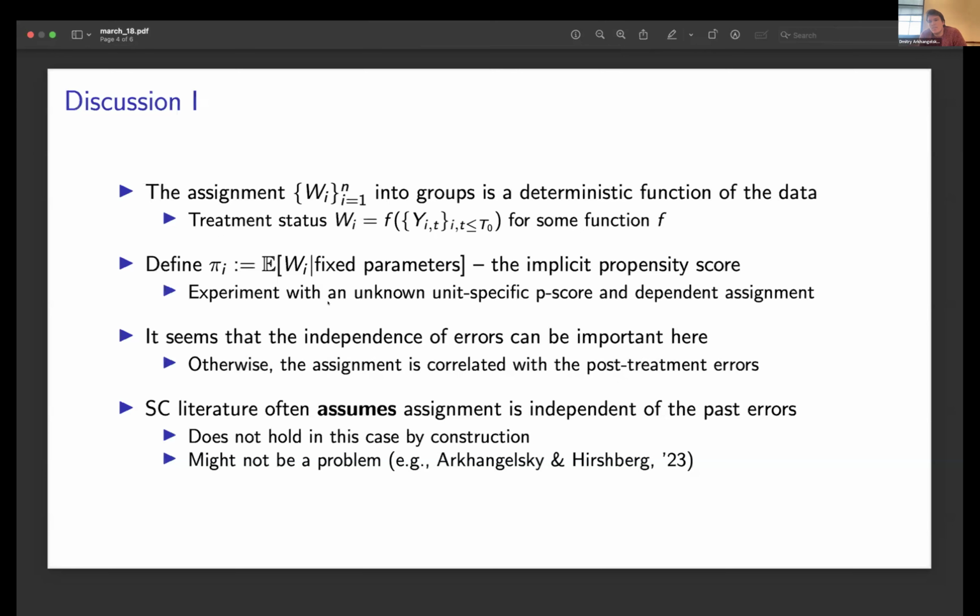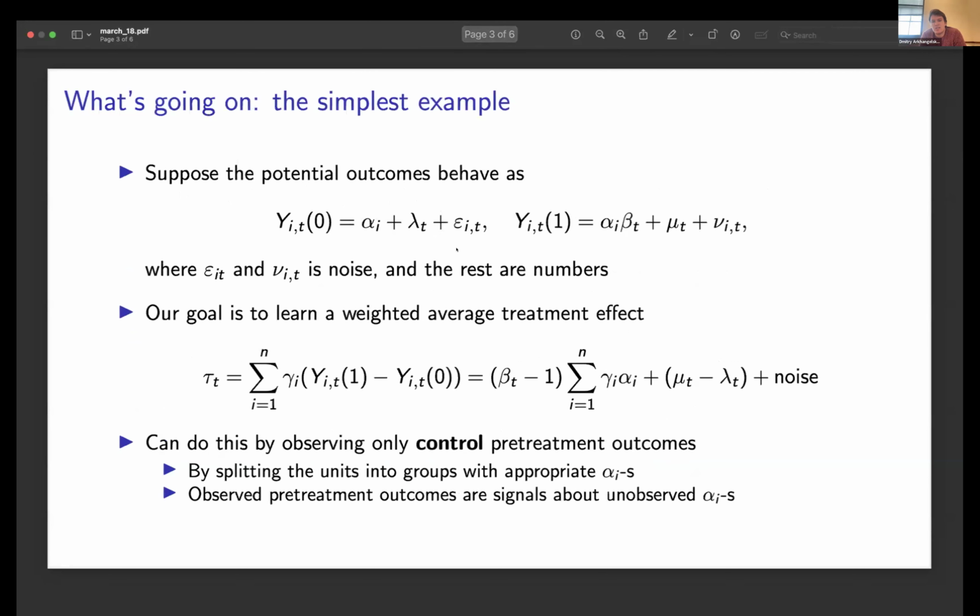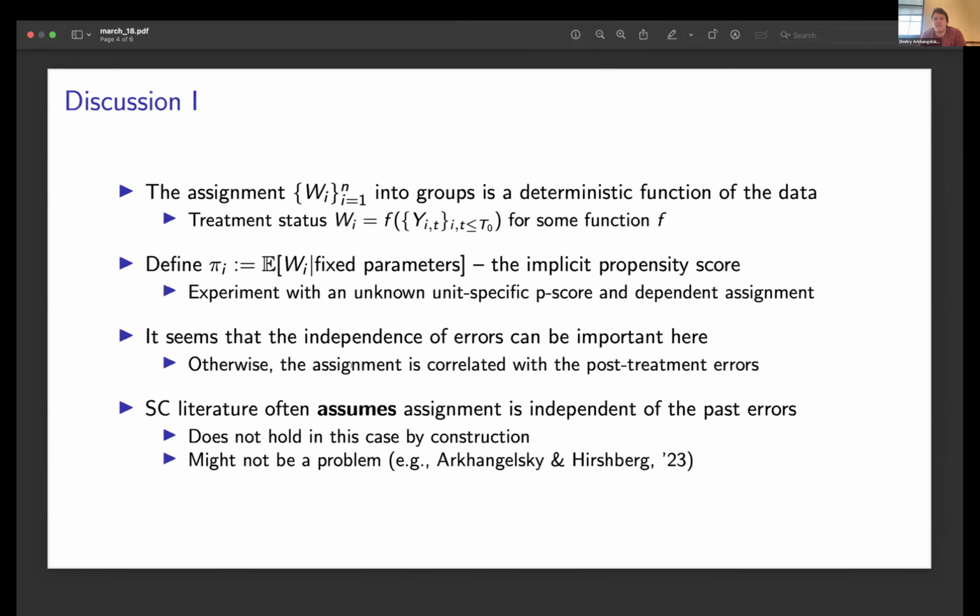And so once we start thinking about it that way, it feels to me, although I'm not sure, that the assumption that drives some of the results is the independence of these errors. I think that can be important, right? Because in these types of experiments, your assignment is going to be related to those past errors. And if those errors are correlated with post-treatment errors, I'm not sure whether you're going to have an unbiased estimator, or an approximately unbiased estimator. I think it depends. Of course, in the regime that the authors consider, they do, but I don't know whether this can be easily generalized to arbitrary processes.